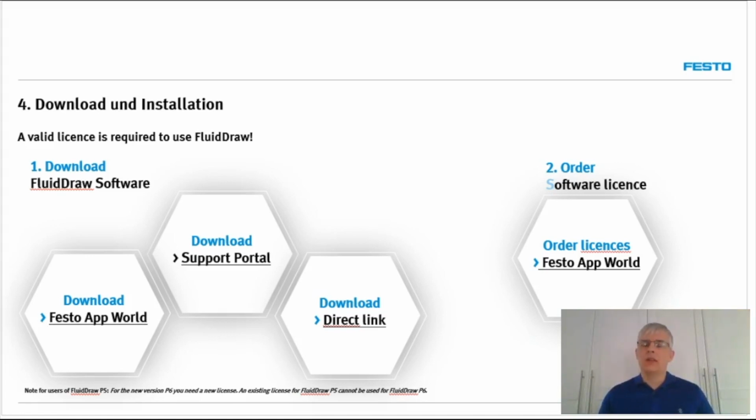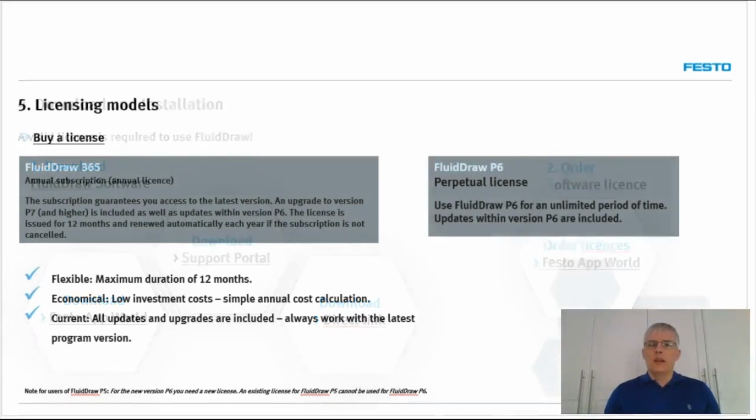The main thing is when you need to get a license, you want to get into the software, you have to go to the Festo App World, which requires the customers to create an account. Once you get into the Festo App World, there are going to be a couple of options available for you, and we'll cover that next. Let's talk about some of the licensing options available for FluidDraw.